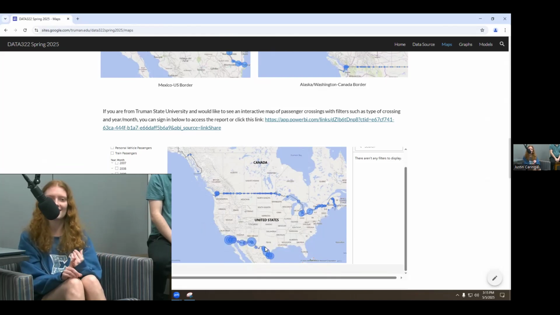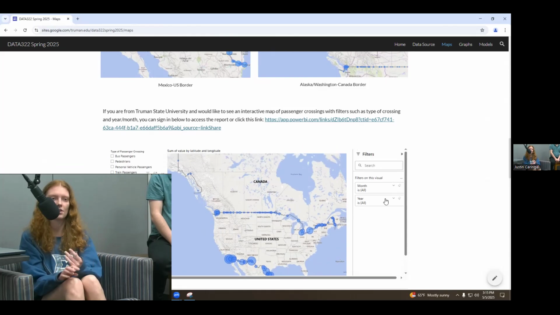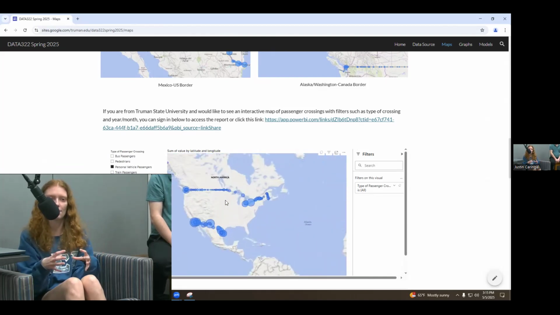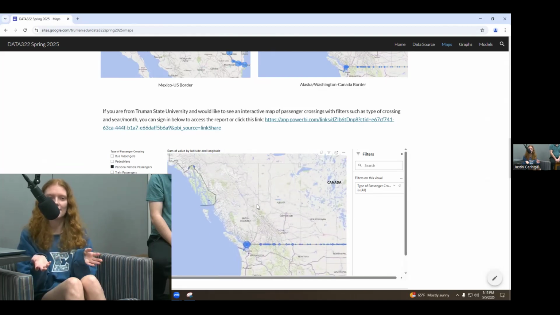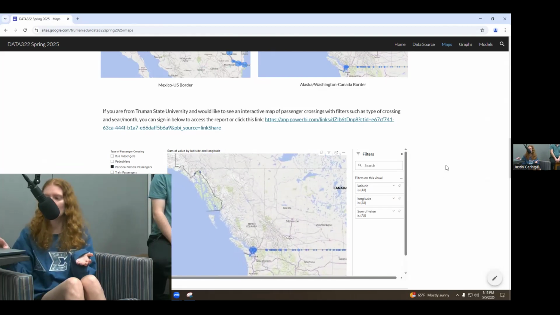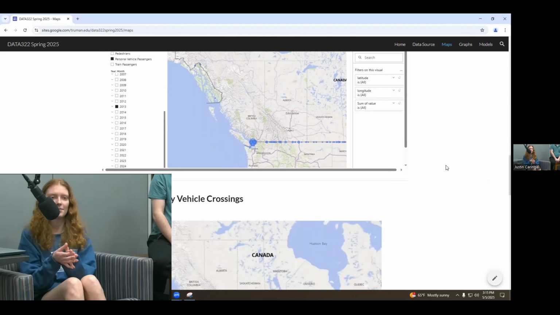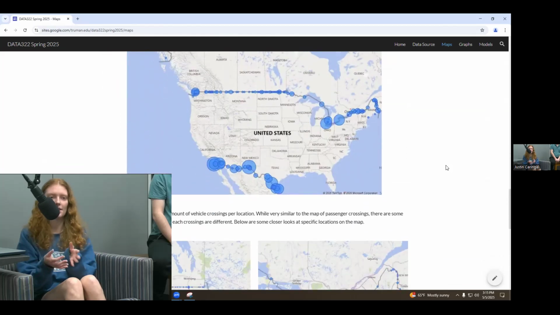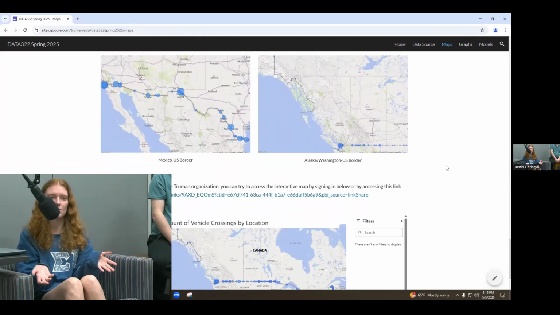And then I also included slicers so that you can filter by the year and months of all the years of the data that they collected and by the different types of crossings. So specifically, for vehicles, you can pick bus crossings or train crossings and just see the numbers for that, how it's changed, and what location uses it more versus other locations. So I just created an interactive map along with the pictures that you can look at and observe where they've crossed and how many at different locations throughout the US and the borders.